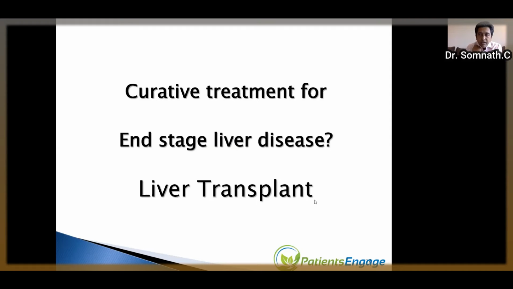So the curative treatment, the only way to cure end-stage liver disease, is a liver transplant. All the treatment that I was discussing in the past few slides was trying to keep the complications under control. None of these could reverse the cirrhosis. We don't have medicines to reverse cirrhosis, and the only treatment is when we change the liver, which we call a liver transplant.